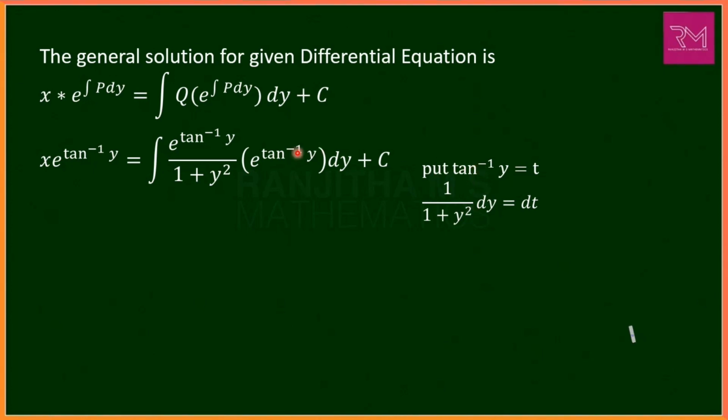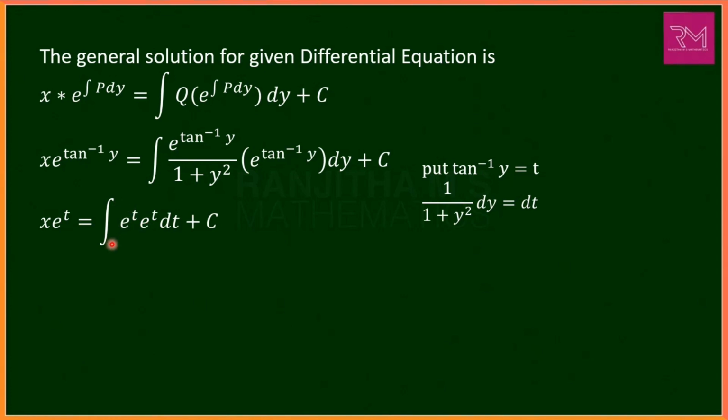Therefore, substituting this value over here, in the place of 1 by 1 plus y square into dy, we substitute dt, and in the place of tan inverse y as t, we get x into e power t, which is equal to the integral of e power t into e power t into dt plus c. Now e power t into e power t is e power 2t.